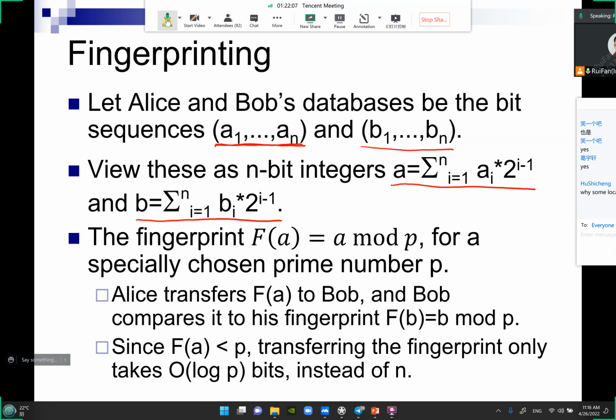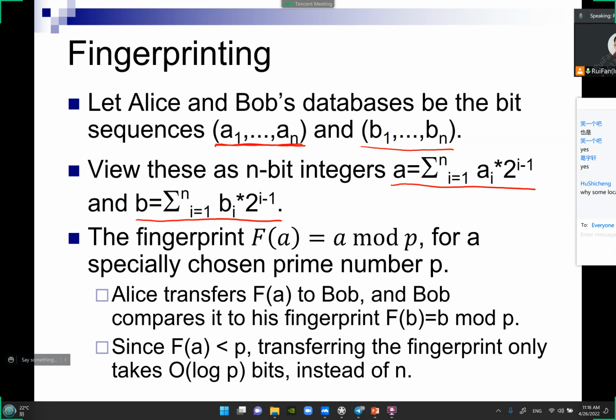Okay, so as I was saying, the fingerprint for a is just going to be a modulo the prime number, and likewise the fingerprint for b is just going to be b modulo the prime number. So now Alice is just going to transfer f of a to Bob. Then Bob is just going to check that this f of a is equal to his fingerprint f of b. If that's true, then Bob is going to think that Alice has the same database. And if f of a is not equal to f of b, then Bob is going to say that Alice has a different database.